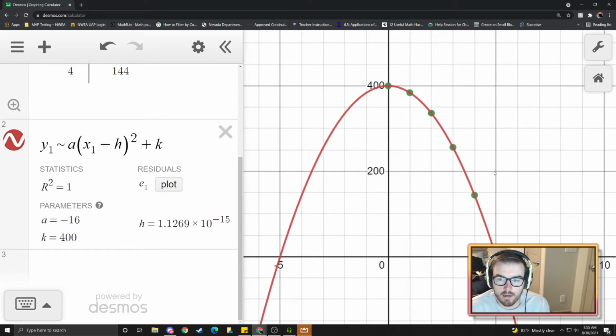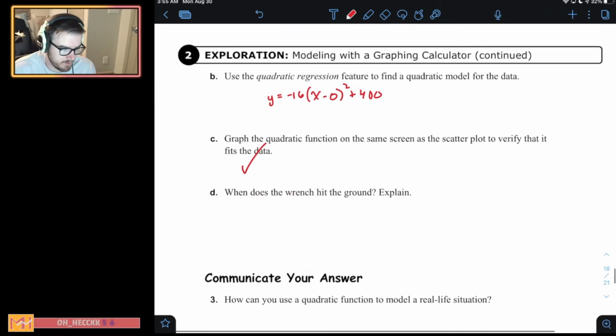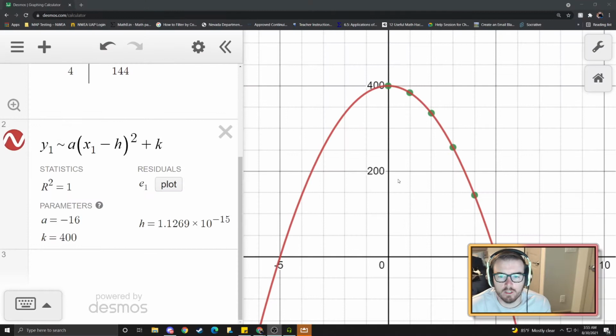So you can see how our graph and the points match up beautifully. That's all that part C was asking us. So beautiful. And then, when does the wrench hit the ground? Explain. This is a question that you really need to know the answer to and understand the logic behind it, because this is like a lot of the questions that get asked, like when does this happen or where does this happen? Explain, explain. So we need to understand what we're looking at here.